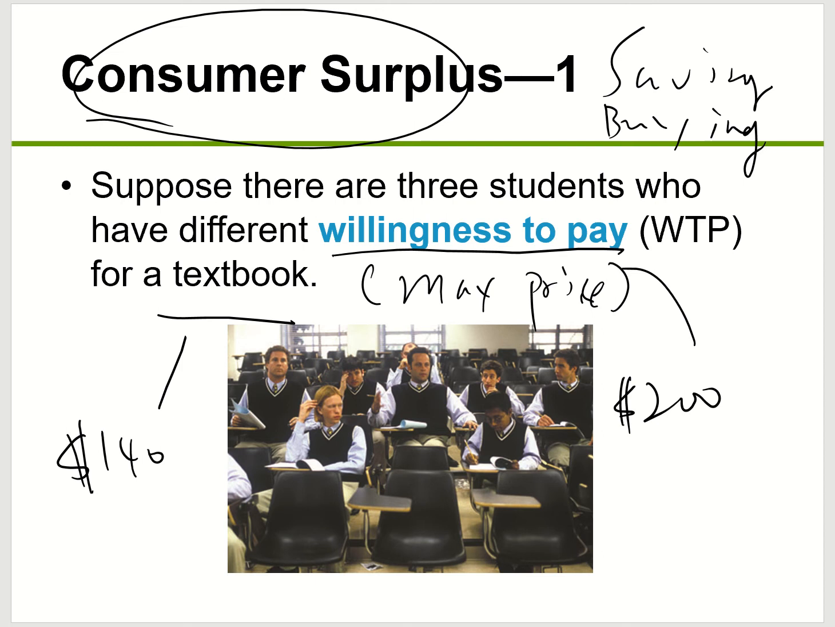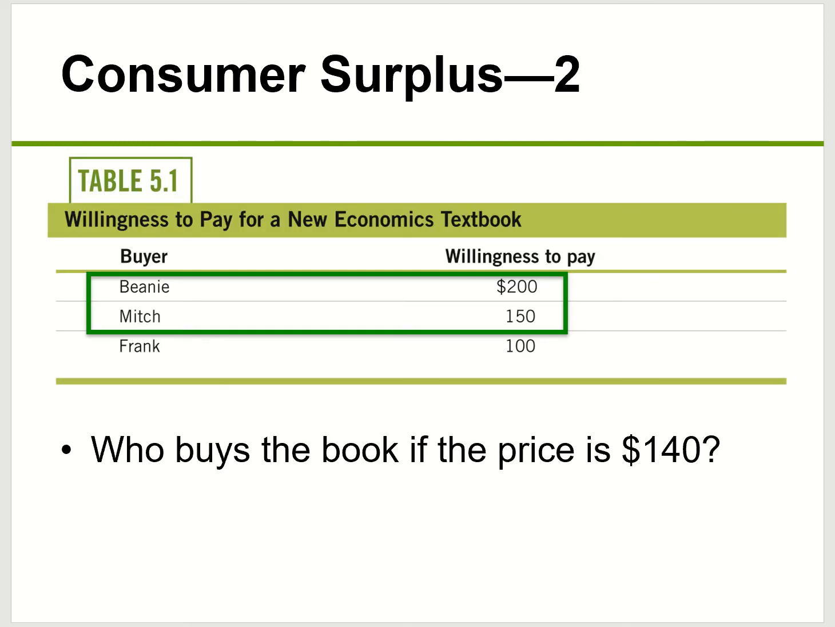Now, it depends on different consumers. Some consumers have a higher willingness to pay, and some consumers have a lower willingness to pay, so their consumer surplus will be different too. Consumer surplus equals your willingness to pay minus the price of the good. Let's suppose we have three consumers here, and each consumer has a different preference for the textbook. Beanie is willing to pay $200, Mitch is willing to pay $150, and Frank is willing to pay $100.